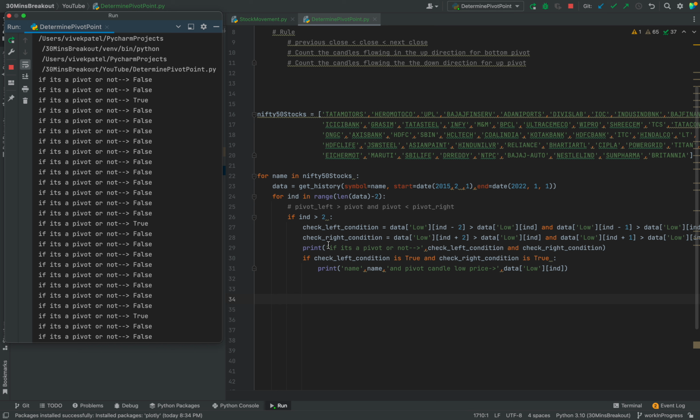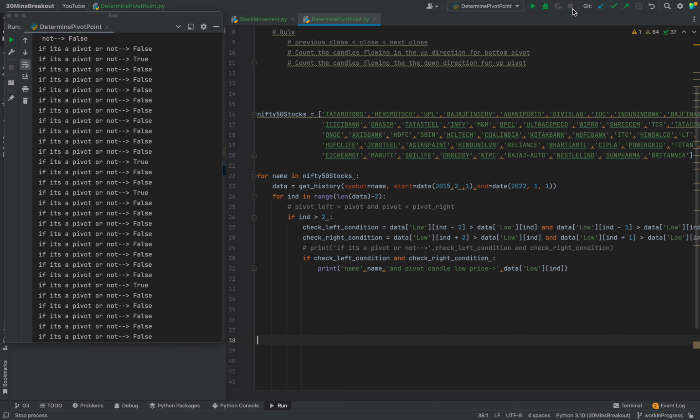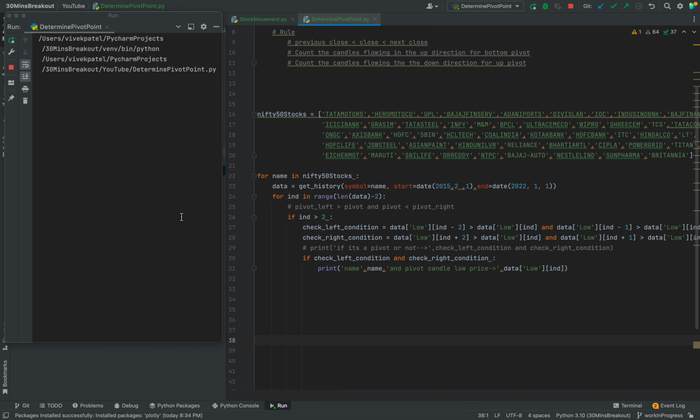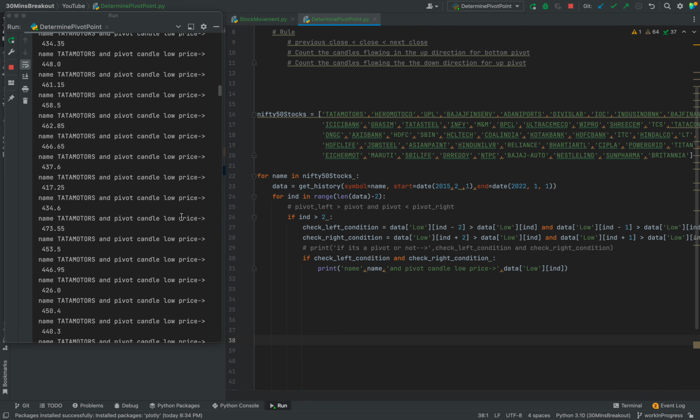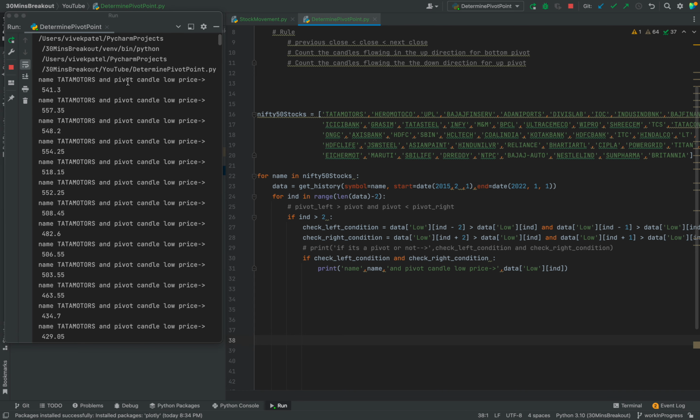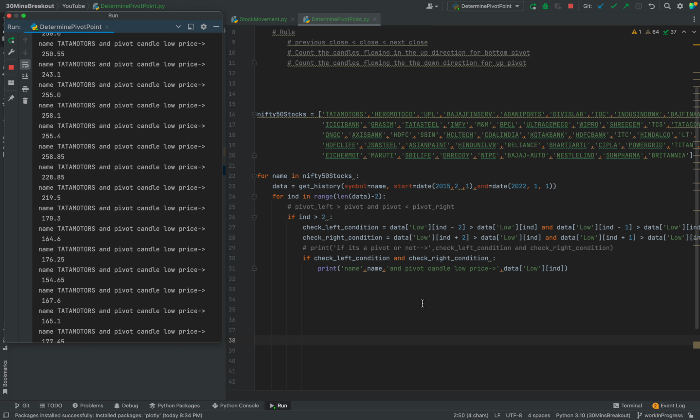Okay, we will modify the conditions here. Okay, so we are getting the values. Tata Motors low price is this much, 541. So you can see that the implementation is not quite difficult. It's sort of easy to implement.